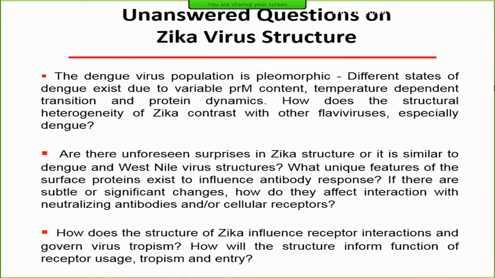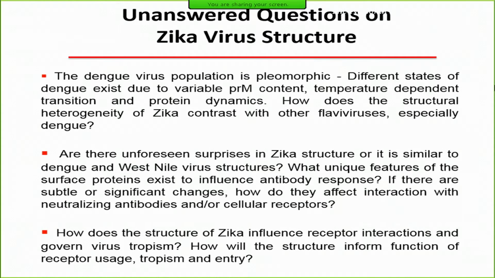I've already pointed out that we know that there are a number of differences in the structural proteins. So what unique features of these surface proteins are going to influence the antibody response? And if there are subtle or significant changes, how do they affect the ability to induce neutralizing antibodies, and how do they affect cellular receptors? And then finally, how does the structure of Zika influence receptor interactions and govern virus tropism? I think this is a critical question in terms of Zika virus compared with the other flaviviruses, because clearly Zika is getting into different cellular compartments that the other flaviviruses do not. And so finally, how will the structure inform function of receptor usage, tropism, and entry?